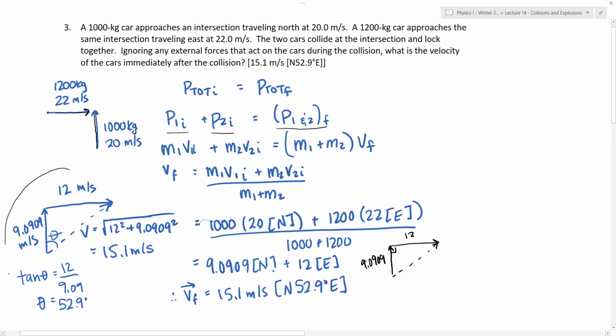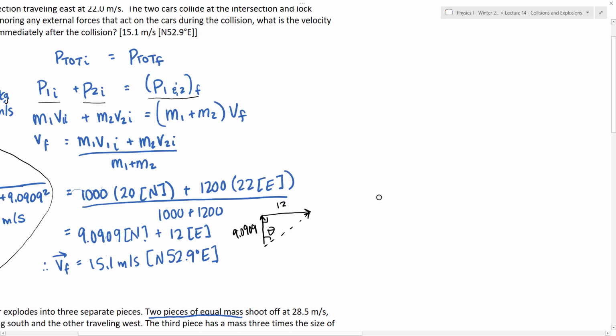That's what I did on the side over here. I solved for my hypotenuse, and then I found the angle over here using tan theta equals opposite 12 over adjacent 9.0909. Okay, so that was one way of doing this question. I'm going to now show you the other method, which I think maybe other people will find easier.